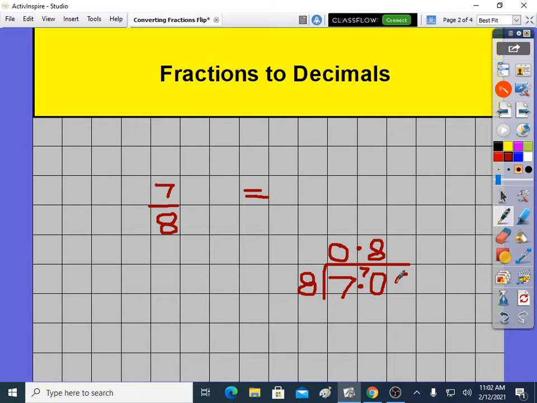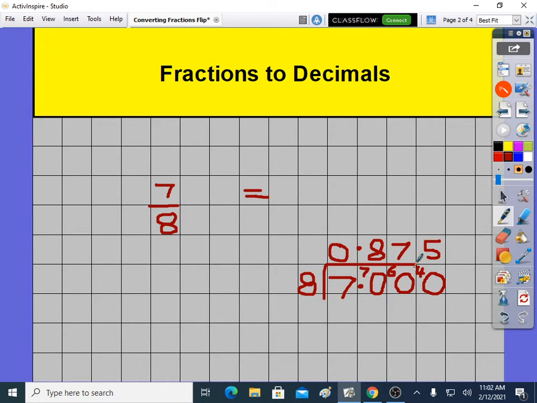I'm going to need another 0 to bring over the remainder 6. How many 8's in 60? 8 and 16, 24 and 32, 40, 48 and 56. I can fit 7 in 56, but that's 60, so there's 4 remaining. So I need another 0. How many 8's in 40? 8 and 16, 24 and 32, 40, it's 5.